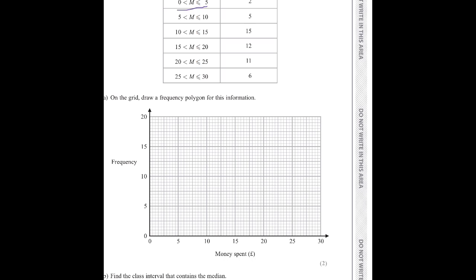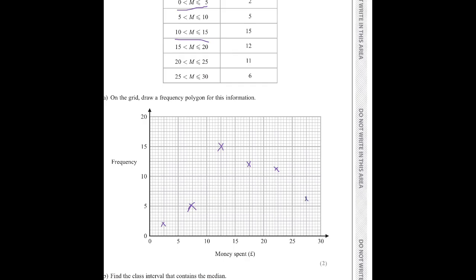So the first one, midpoint is 2.5, y-coordinate is 2, which would go there. Next one, 7.5 with 5 up there. The third one, 12.5 and 15, which is all the way up here. 3 more to go, 17.5 and 12, which is here. Last two, 22.5 with 11, and last point, 27.5 and 6, which is here.